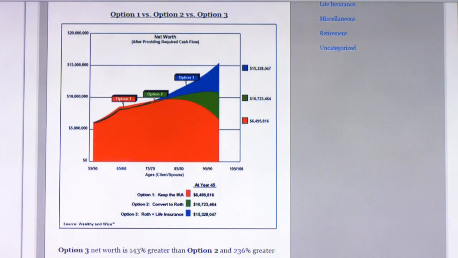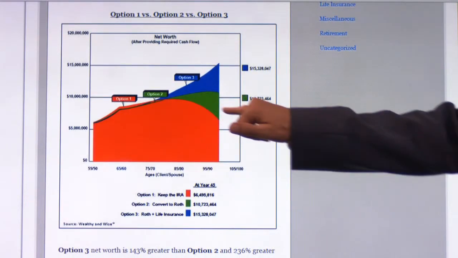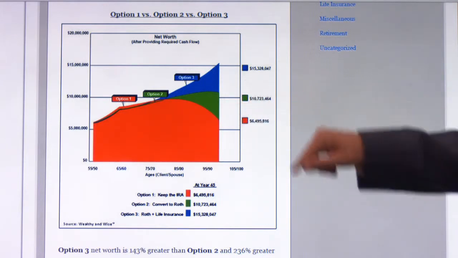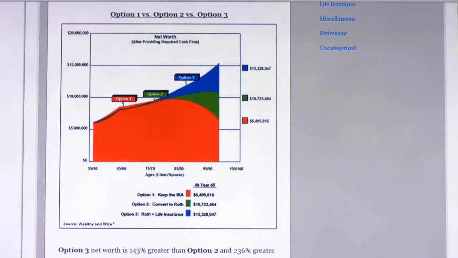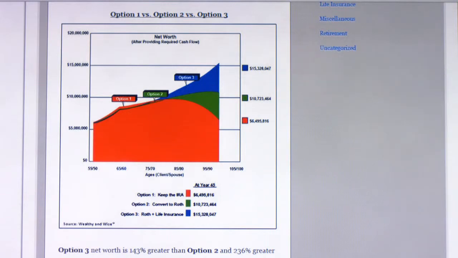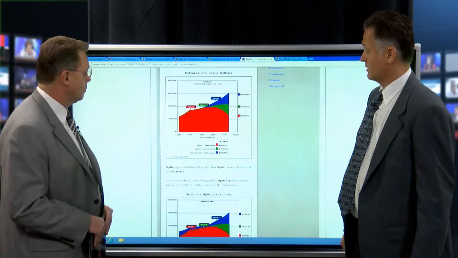Option 1, which was leave the IRA alone. You end up with $6.5 million. Option 2, convert the IRA to a Roth. We end up with 10. Option 3, convert the IRA to a Roth and purchase the life insurance policy. We end up with $15 million of net worth.